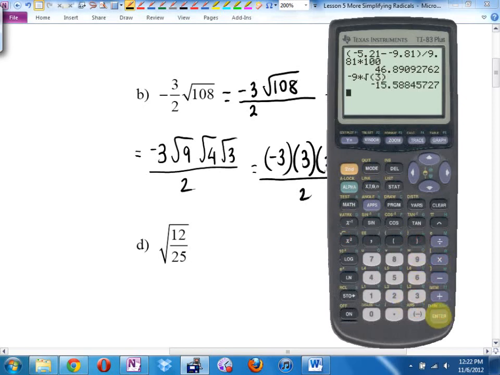I get that. And then I could go with the original question, which is negative 3 divided by 2 times the square root of 108. Do I get the same decimal? Then I think we're right.